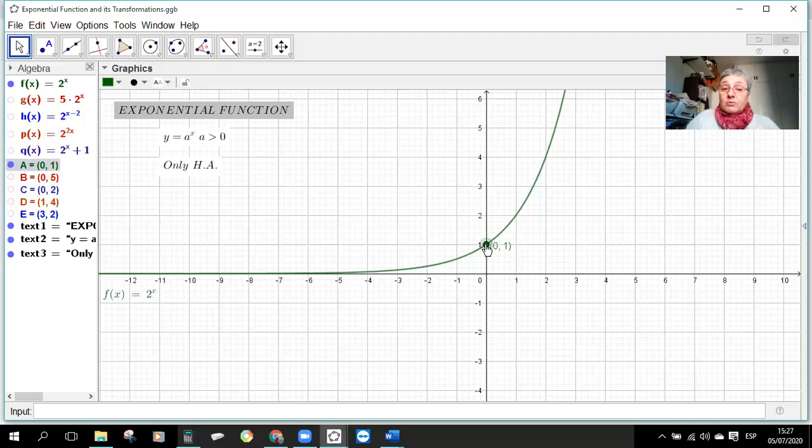And what happens when the values of x are negative? Remember that when you have a negative exponent, the base turns upside down. So this 2 is going to turn into 1/2. So 1/2 raised to the first power is 1/2. 1/2 raised to the second power is 1/4. 1/2 raised to the third power is 1/8, and so on.